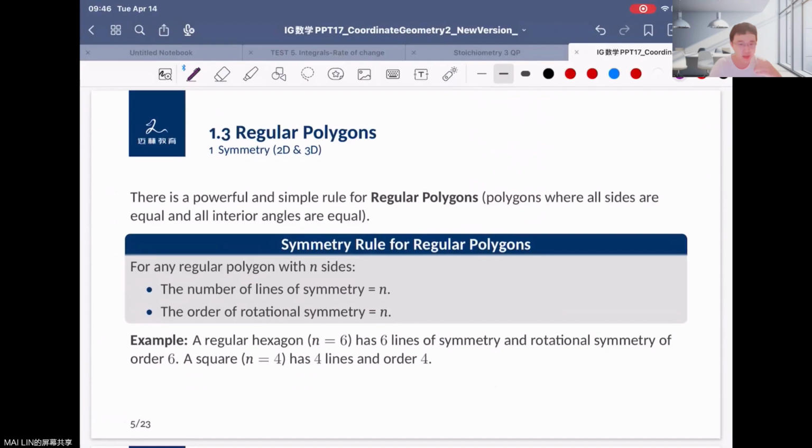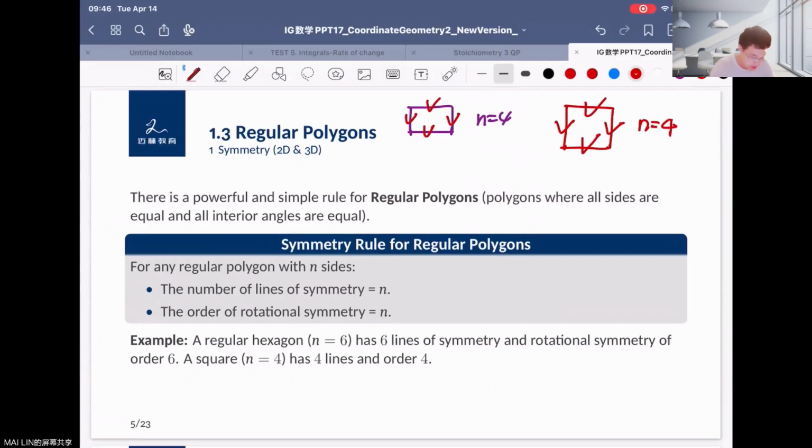After that, we are talking about regular polygons. Polygons means that we have n sides in the graph. Maybe here we have a rectangle. That is a polygon with four sides, that is n equals 4. You can find here this is the first side, second, third, and last. Also a square is a polygon with n equals 4.